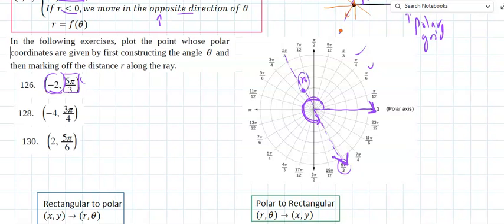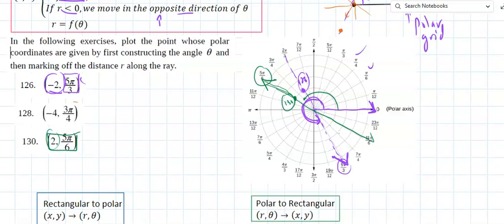Now, looking at 130, I'm going to do 128 after. 5 pi over 6 is right there. I'm going to rotate to 5 pi over 6. Now, I'm going to be along this path. If r is positive, I'm in quadrant 2. If r is negative, I'm in quadrant 4. r is positive 2. I move in that direction 2 units, and that is 130.